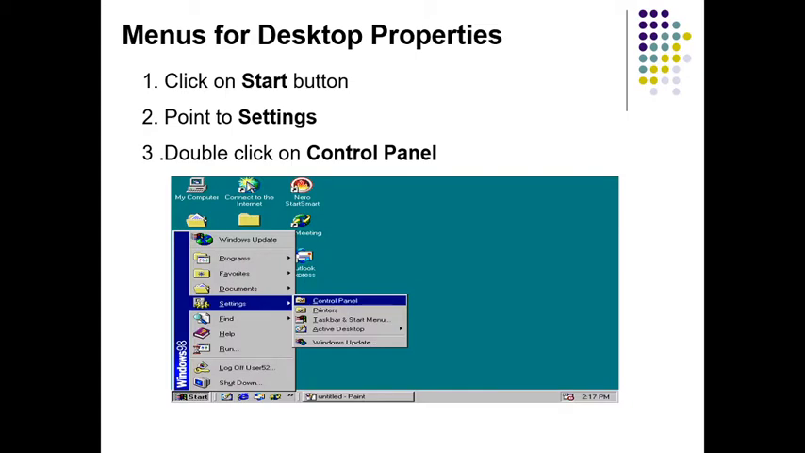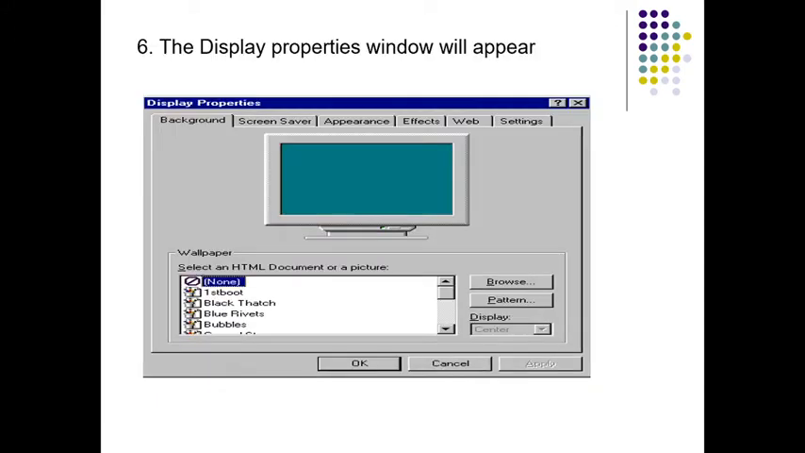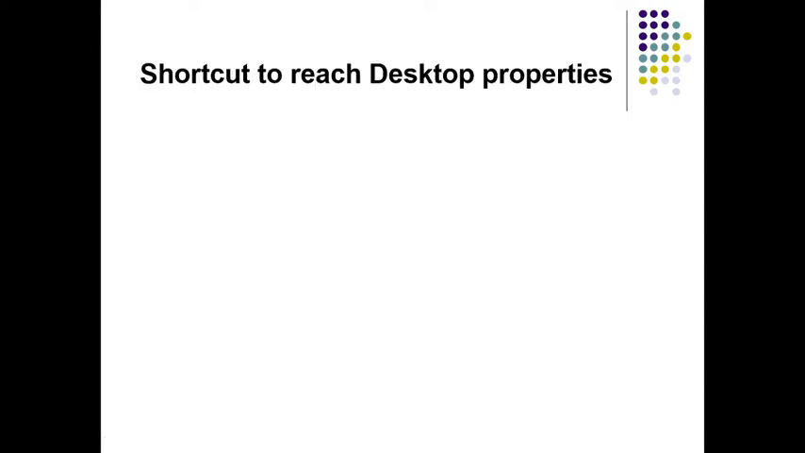You have to go to the start button, go to settings, control panel, then you can see the control panel. This is the list of the items in the control panel window. Double click on the display icon. So this is the display icon, you have to double click on it. Next, the display properties window appears. This window contains five tabs: background, screensaver, appearance, effects, web, and settings. Okay students, let us see each and every option.